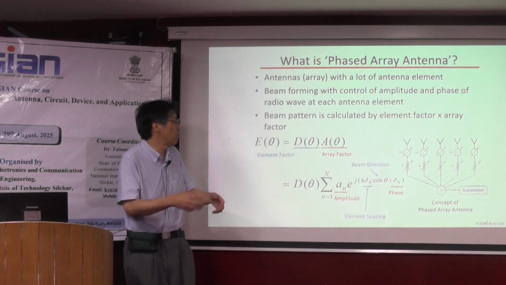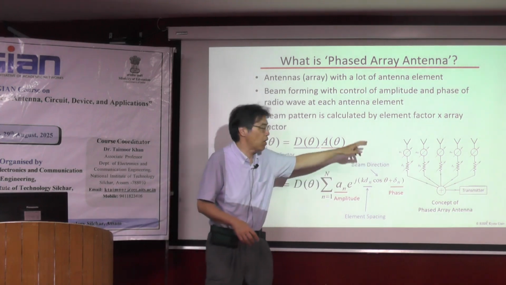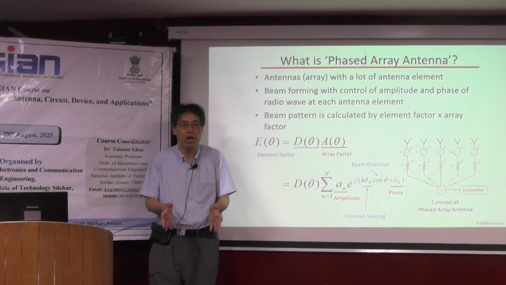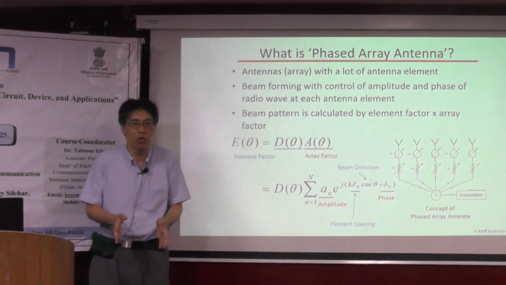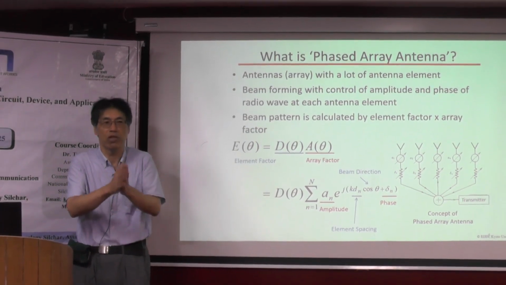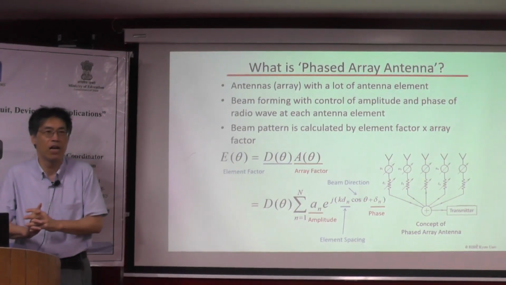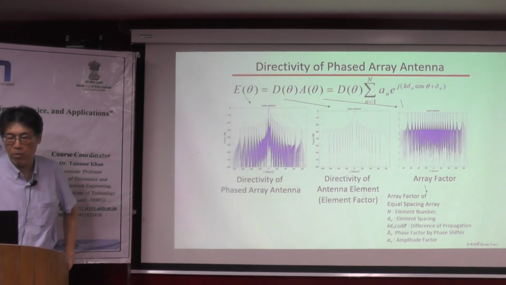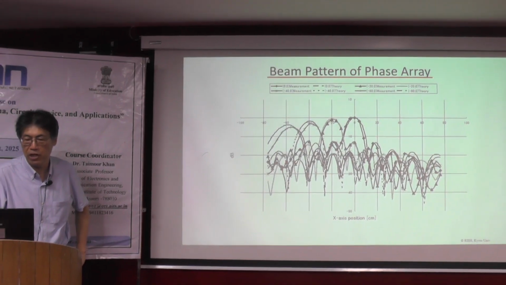Just by change of the phase and the amplitude, after merging all the radio waves with changed phase and amplitude, we can control the beam direction, and we can create a new beam pattern, like a flat top beam or others. So this is a very basic theory of the phased array antenna.